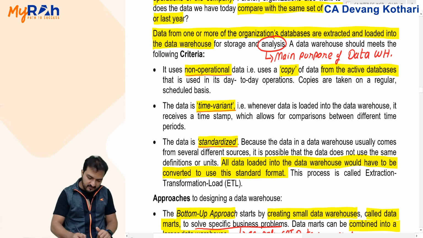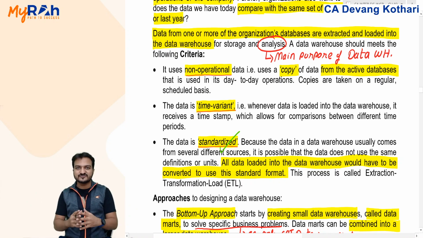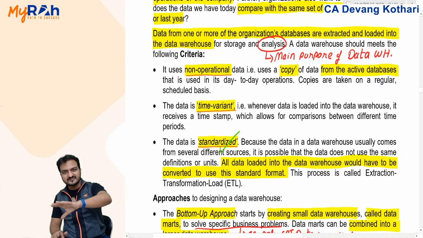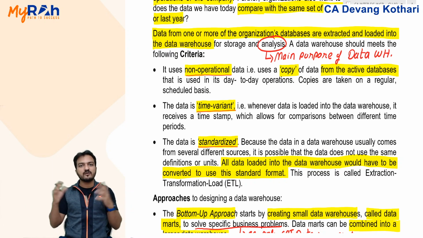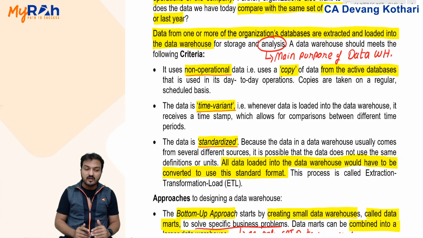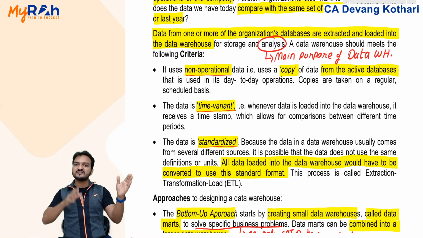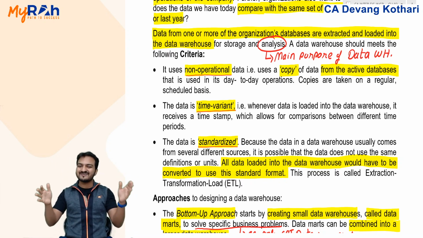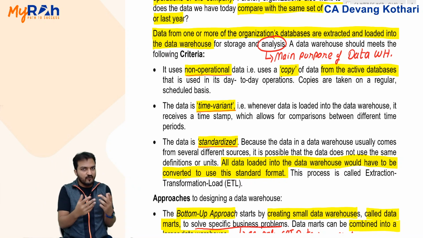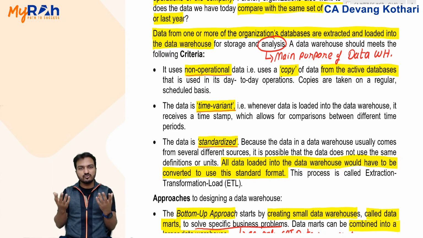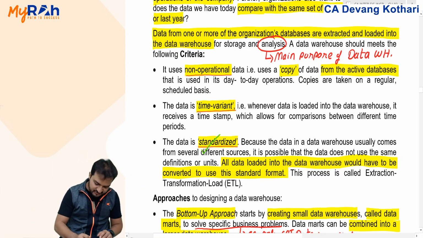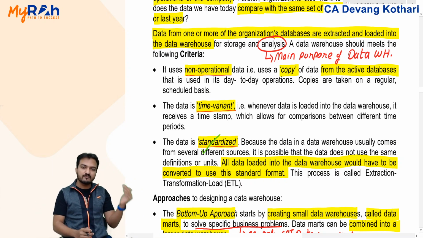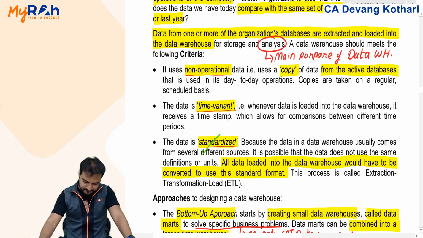And standardized. When data is brought to the warehouse from more than one database, the data will have to be converted into one standard format. Maybe the Jayanagar database and the Seshadripuram database contain the data in different formats. But when it is brought to the warehouse, it has to be converted into one standard format. That is standardization. Data is standardized while putting it in the warehouse.